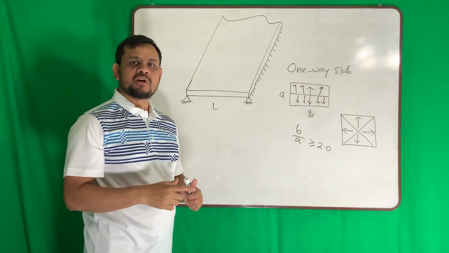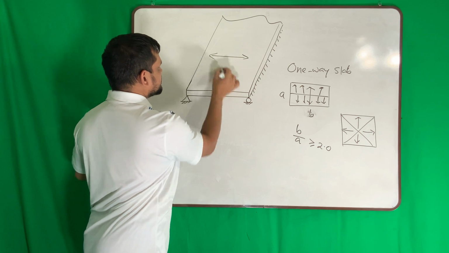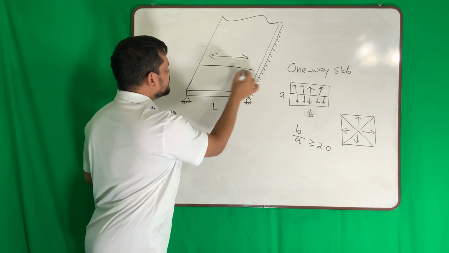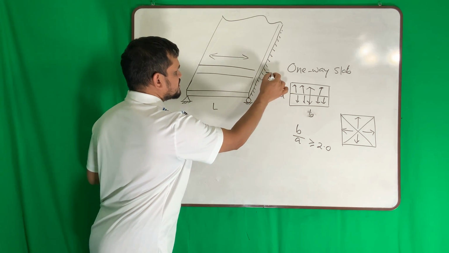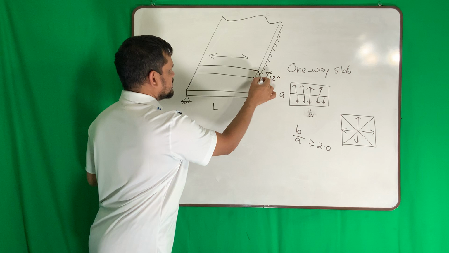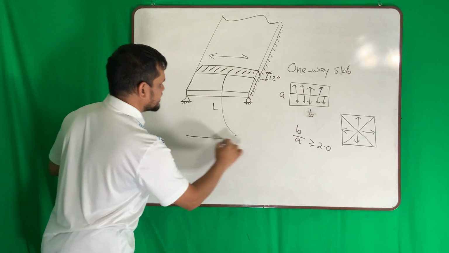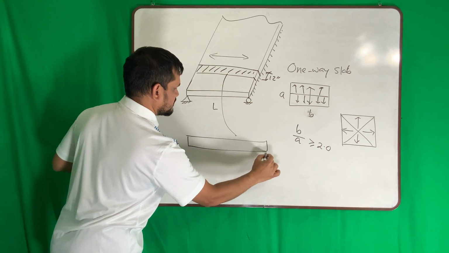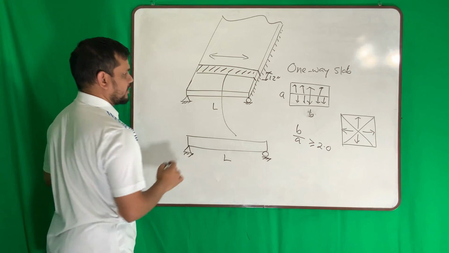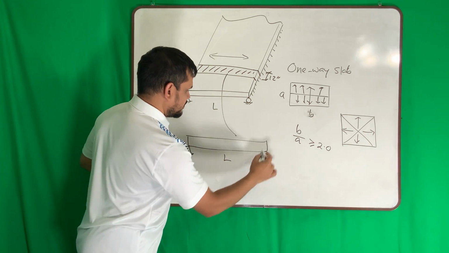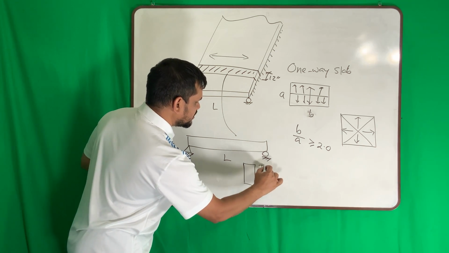Now, how to design a one-way slab? Very simple. As the load is one way, load goes only this way. What we do? We assume a 1 feet strip, 12 inch or 1 feet strip. So we assume this. Then we draw it as a beam. The cross section width is 12 inch, height we do not know.